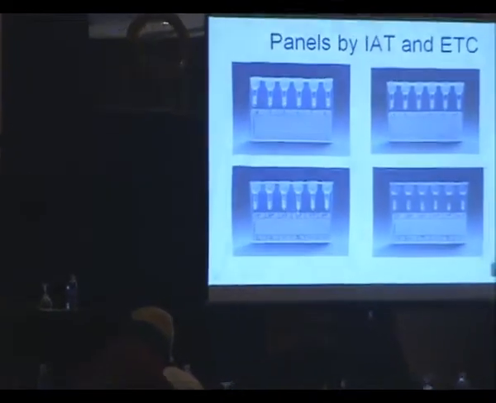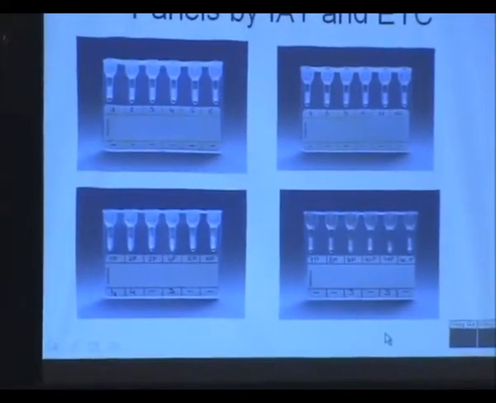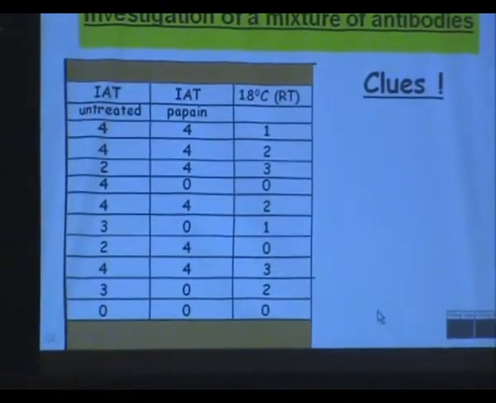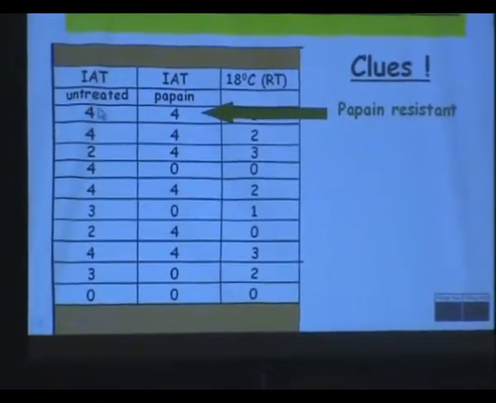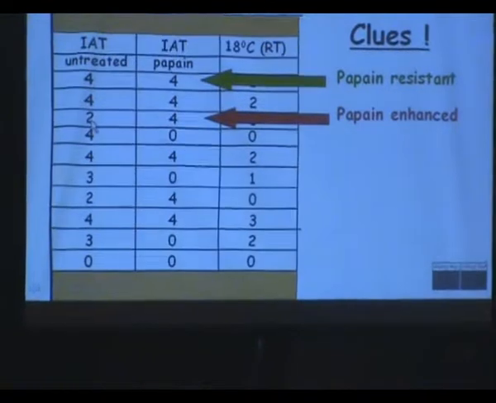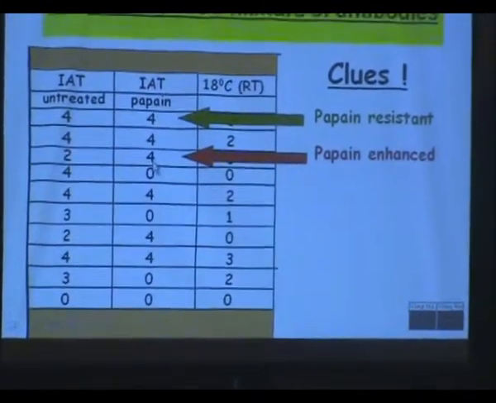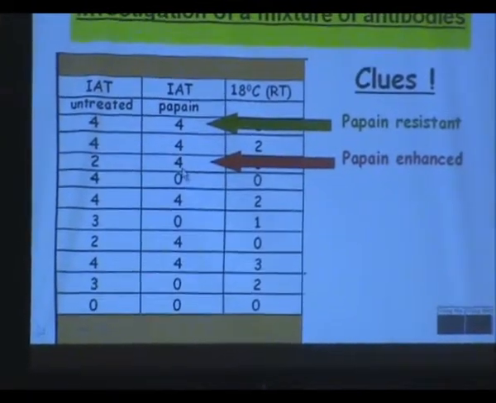These are just showing panels by antiglobulin technique and enzyme-treated cells. So we have negative by antiglobulin technique, and we can see that there is actually an antibody present, demonstrated by the enzyme-treated cell technique. So, as I mentioned, you have clues. Maybe this antibody is resistant to papain. We have the same strength of reaction here. Maybe there's an antibody present as well that's enhanced by papain. Rh antibodies, for example, are very often enhanced with papain.